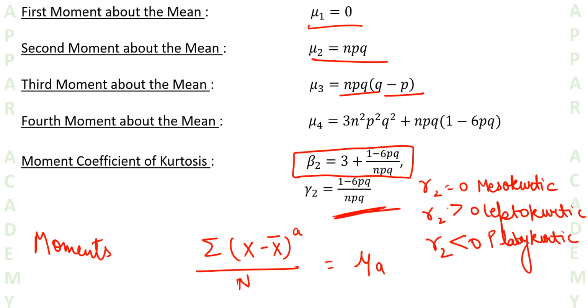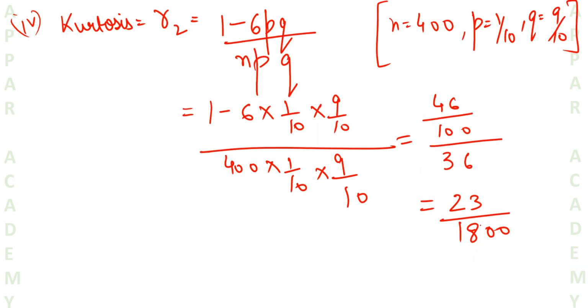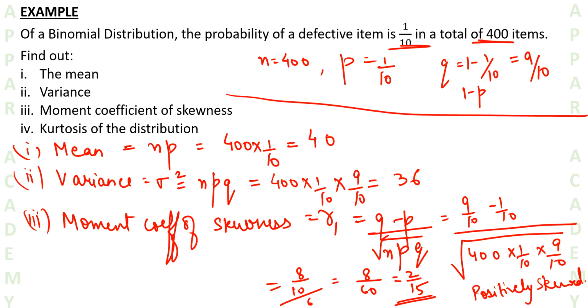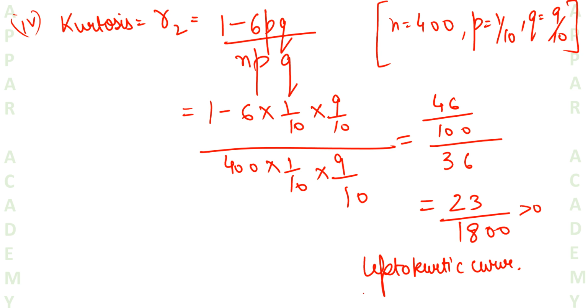So basically when we have seen this, how to check what kind of a curve it is? Again, we need to compare this gamma 2 with 0. Whenever it is greater than 0, this is a leptokurtic curve. So again over here it's greater than 0. Since it is greater than 0, it is again a leptokurtic curve, right?